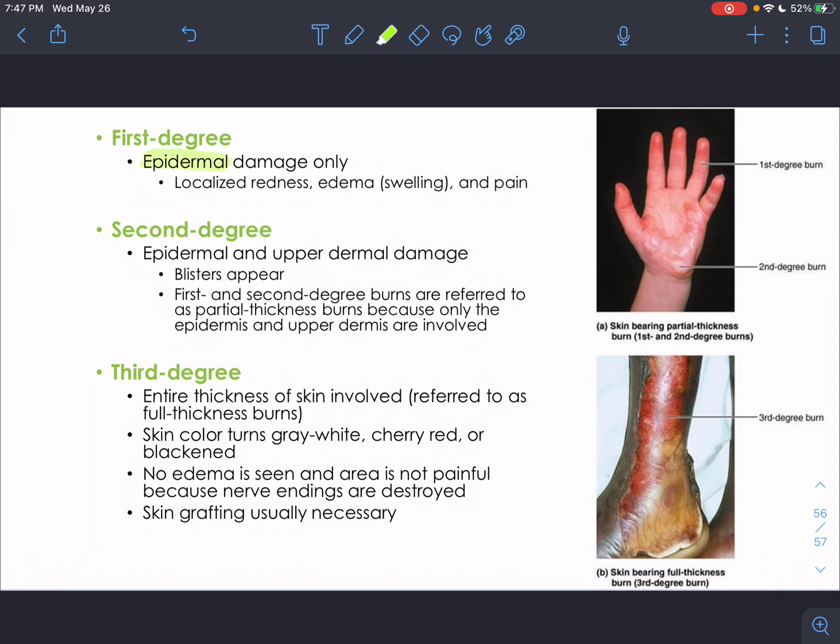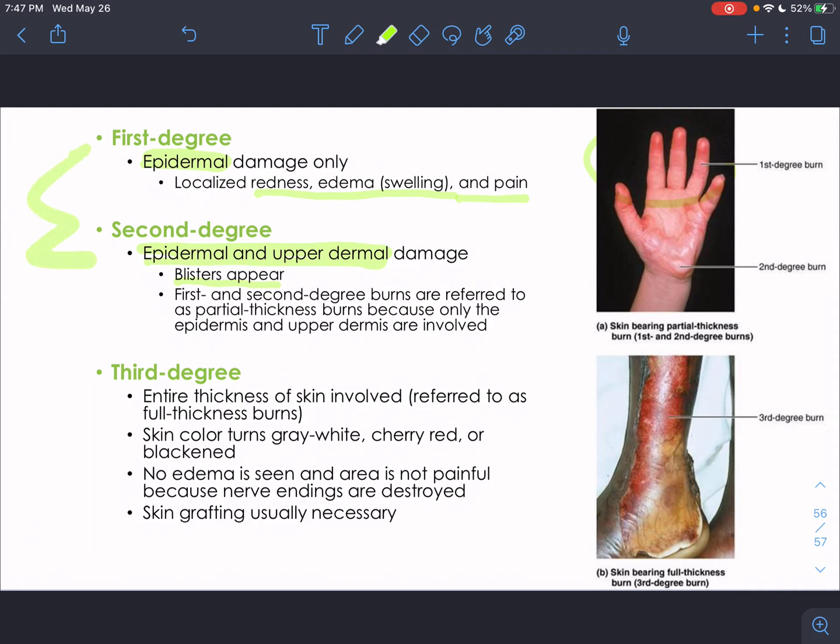Only the epidermis is damaged. So you have redness, a little bit of swelling or edema, and pain. So like the fingertips here would just be a first-degree burn. Second-degree burn, your epidermis and upper dermis is damaged. In second degree, you're often going to see blisters.